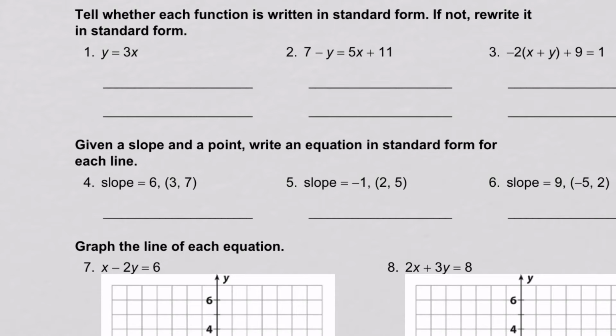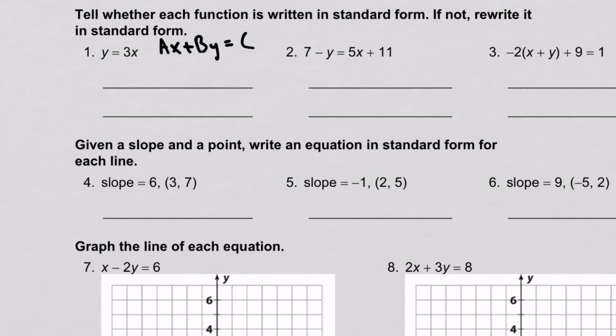So if we look at number 1, it says y equals 3x, and I want to put it in standard form. This one's obviously not in standard form, right? Remember, standard form looks like this: ax plus by equals c. Okay, x and y want to be together on the left side, and anything else has to go on the right side. So in this case, it's not in standard form because y and x are separate from each other. So we're going to write it in standard form.